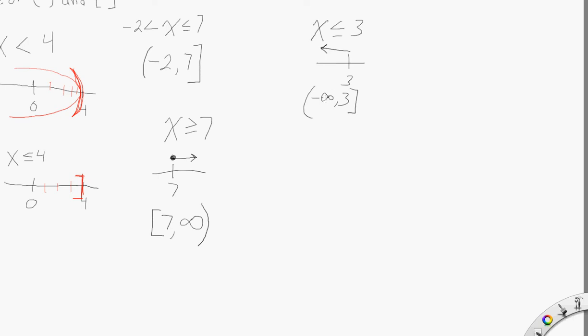I mean, since the bracket means you physically can touch that number, like this is exactly 4, but you can never touch infinity, so it gets the parenthesis. So I hope this helps on the use of parentheses and brackets.